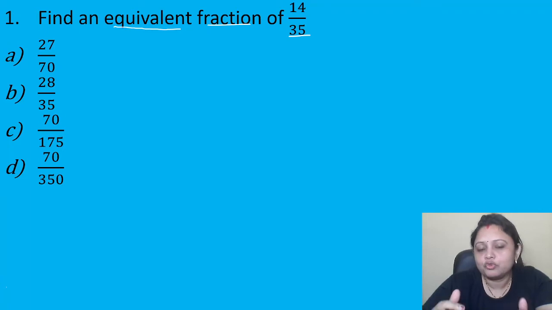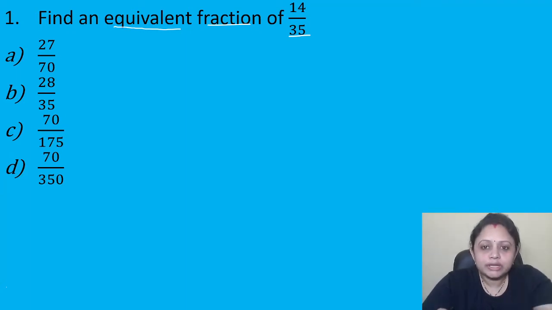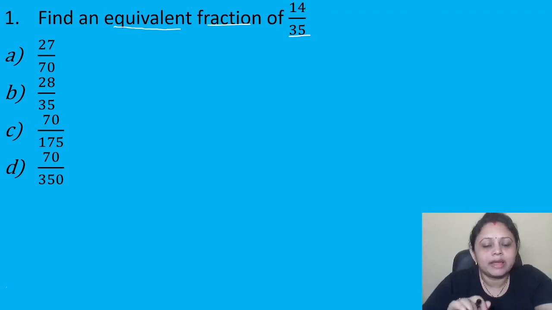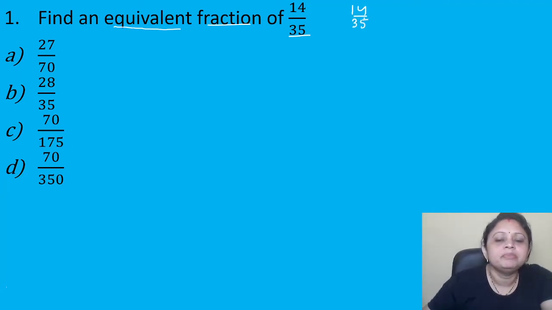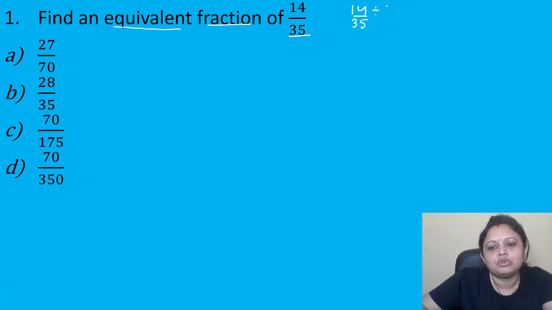So what we can do, we can simplify it. Okay, how can we simplify it? We can take the HCF of both the numerator and denominator and divide both by it. Starting from 14 by 35, the HCF of 14 and 35 is 7. We know it, right? So we divide the numerator and also the denominator by 7. So it will be 2 by 5.